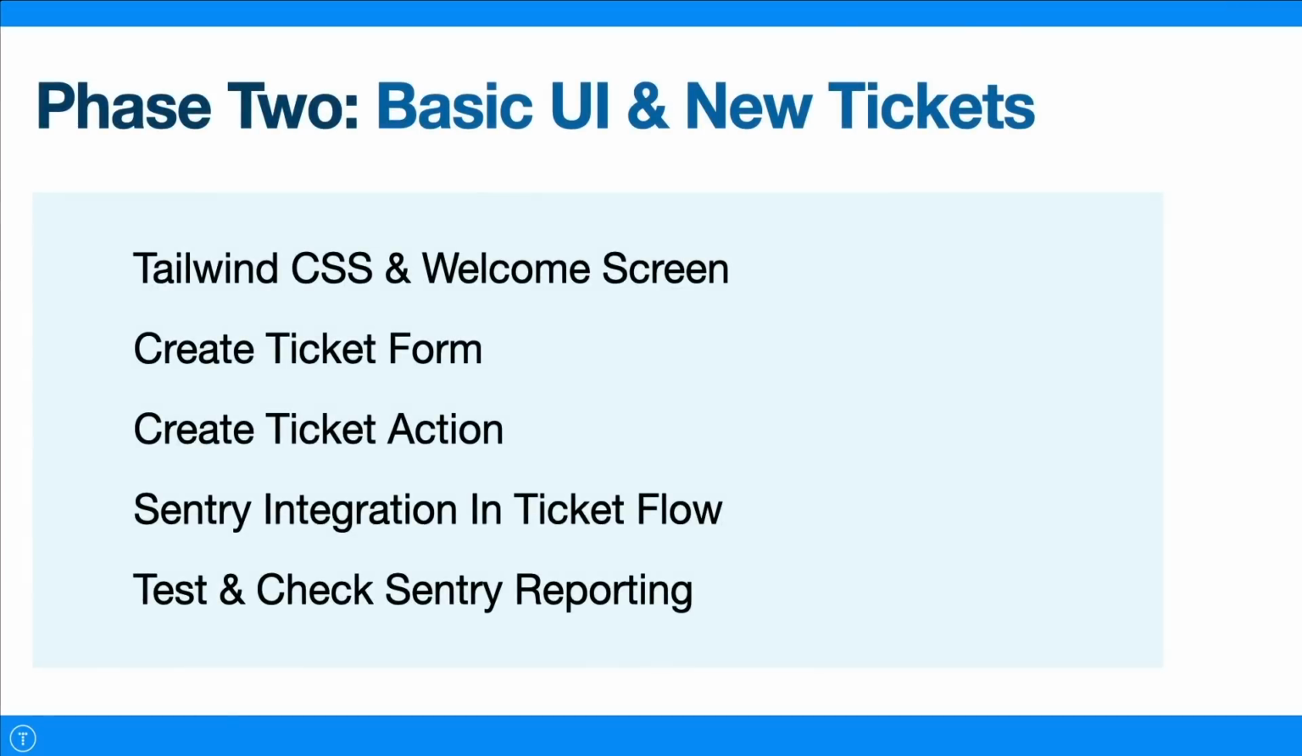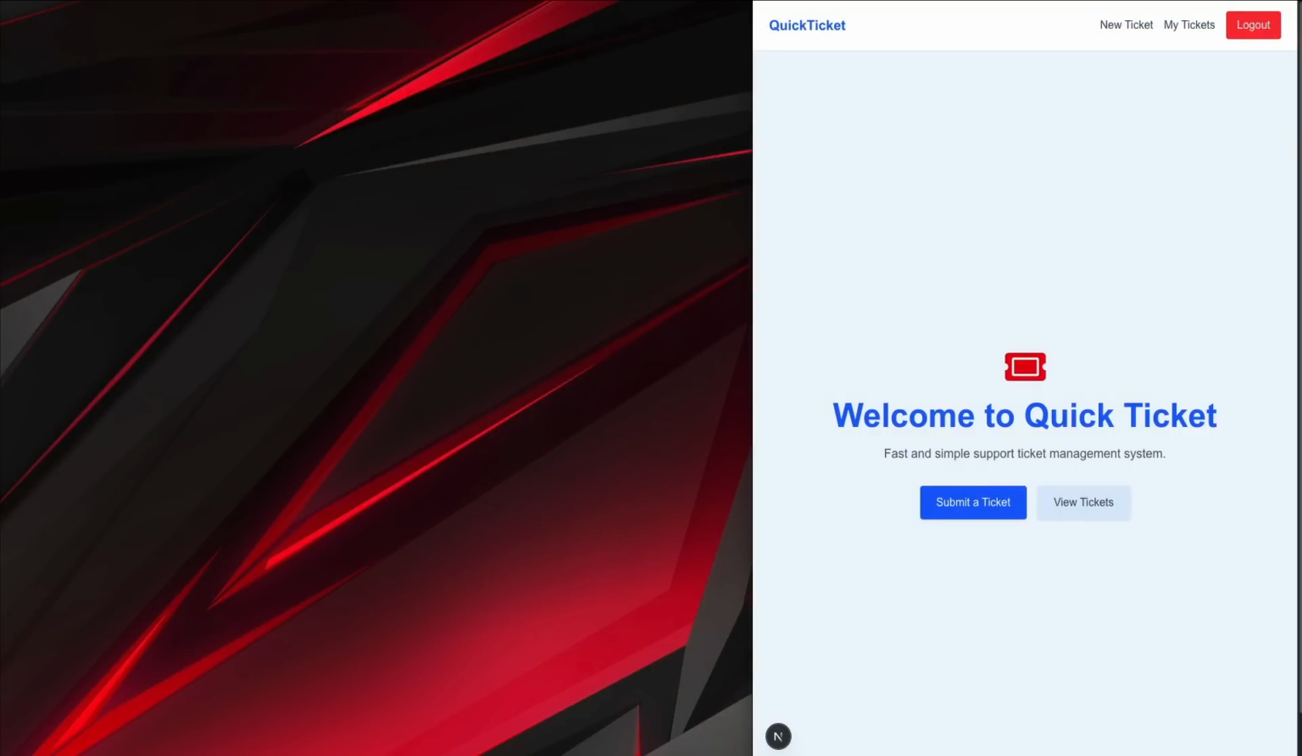Phase 2, we have some basic UI stuff, and I also want to handle creating new tickets. Okay, so we'll set up Tailwind really, really easy with version 4 in Next.js. And then we'll create the welcome screen, which will just be a landing page with a couple buttons to submit a ticket or view your tickets. And then from there, we'll create the ticket form.